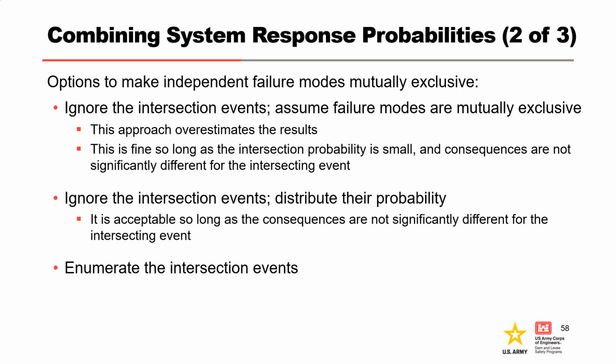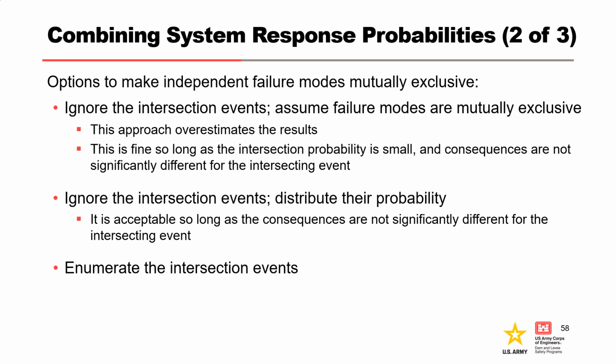Option 2 is we can ignore the intersection events but distribute the probability. In doing so, you will get the correct total probability of failure, but the risk will not be quite right because you've not considered the potential for increased consequences that may result from the intersecting event. This is an acceptable approach so long as the consequences are not significantly different from the intersecting event, which is typically the case.